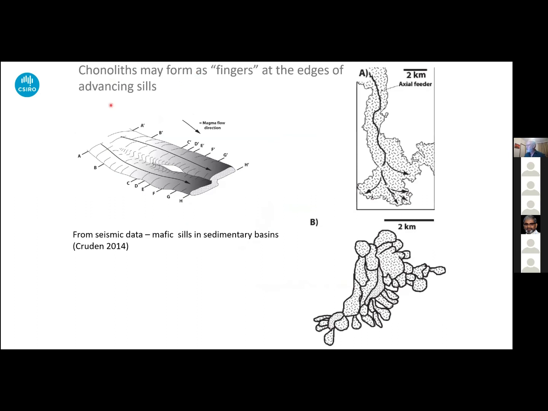The other way is, this is a very typical view from people who look at seismic profiles and do seismic imaging of magmatic plumbing in sedimentary basins, that they form as the fingers at the edge of propagating sills, rather in the same way that lobes of lava flows form as discrete fingers that then merge.